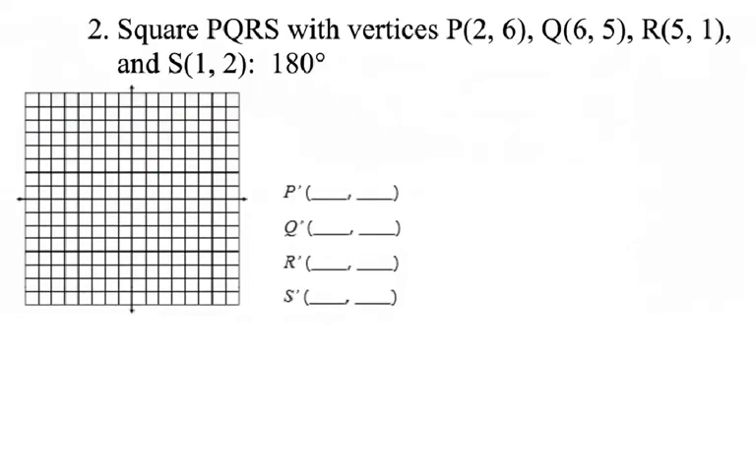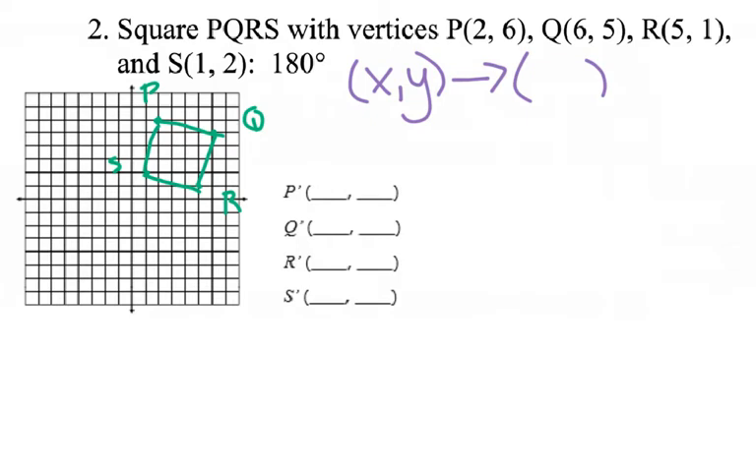Okay. So let's do this one. Go ahead and graph this square, PQRS, and label your vertices. Okay, so there's our square. Notice all of it is in the first quadrant. We are going to rotate this 180 degrees. Notice it doesn't tell us counterclockwise or clockwise because they're exactly the same.